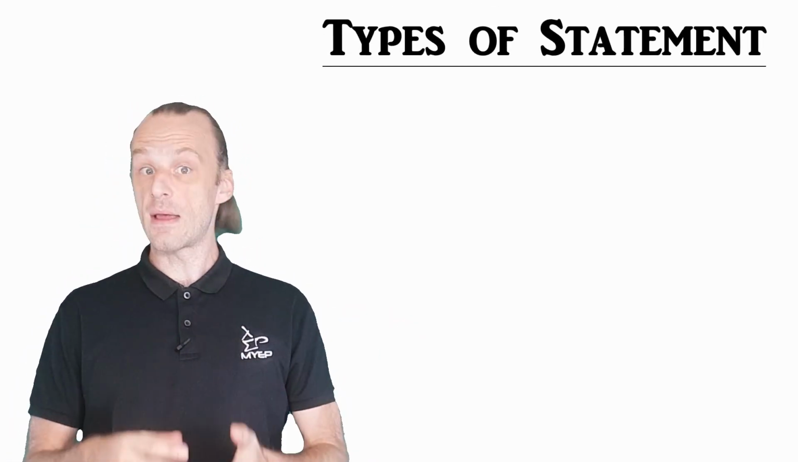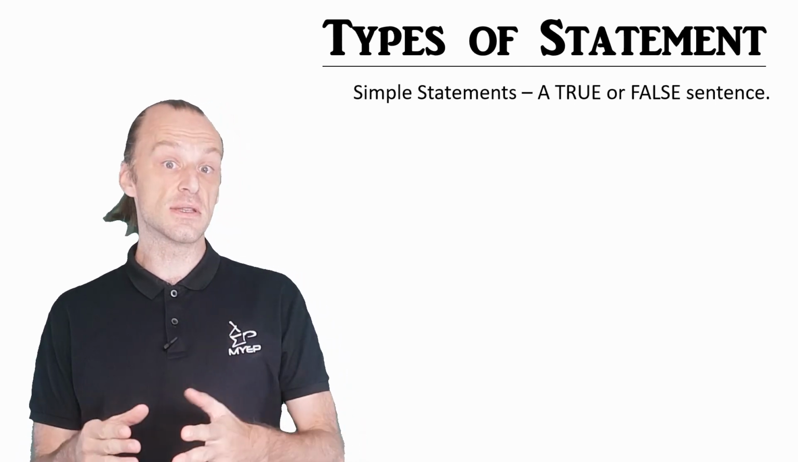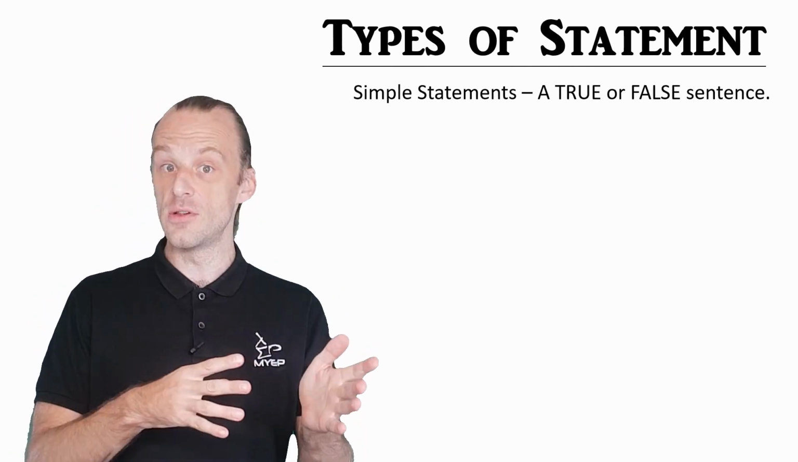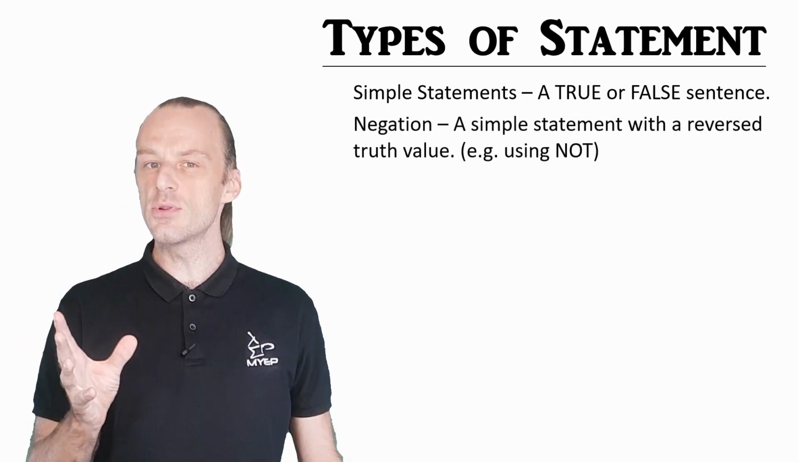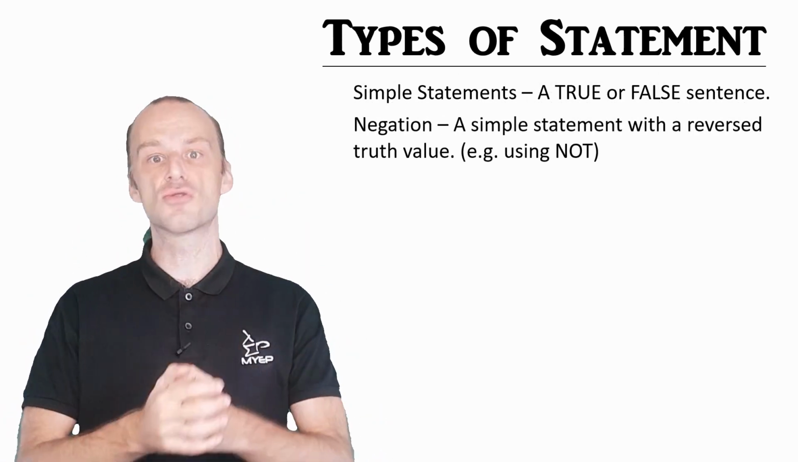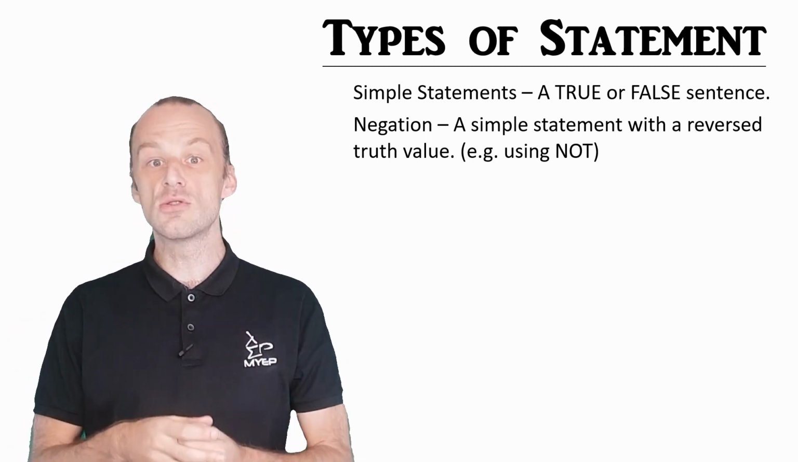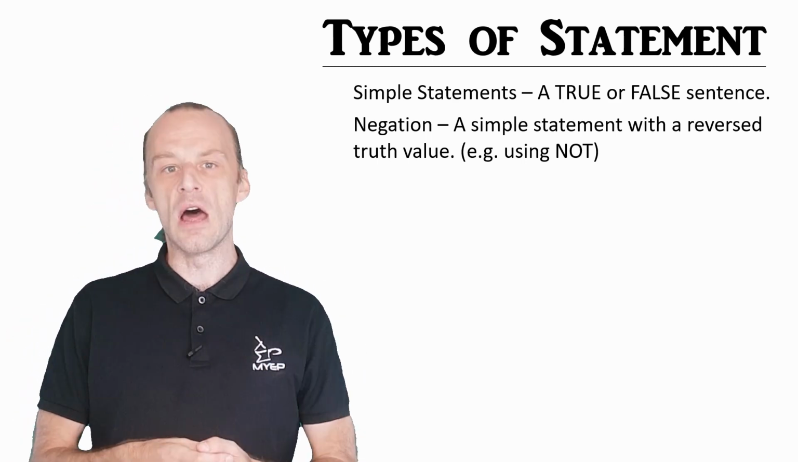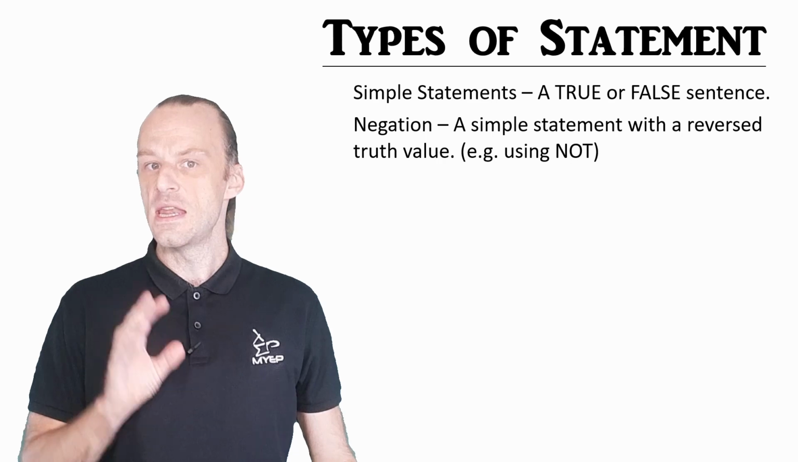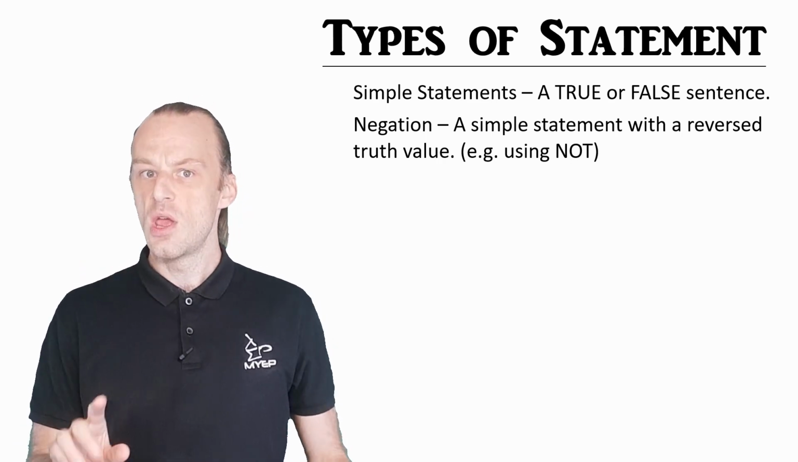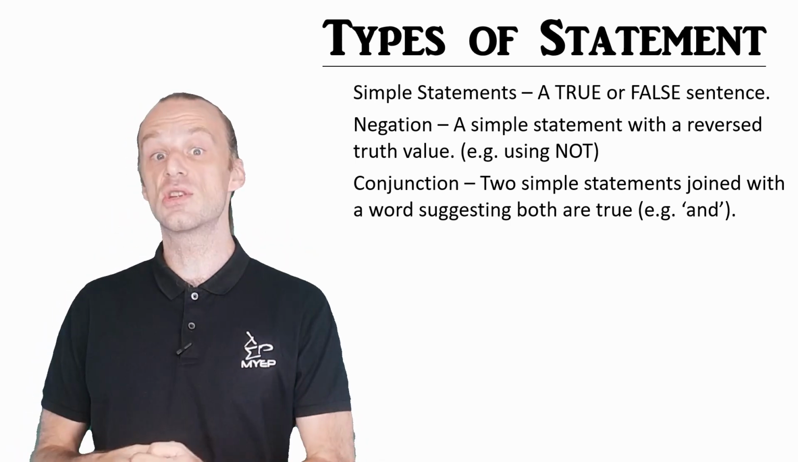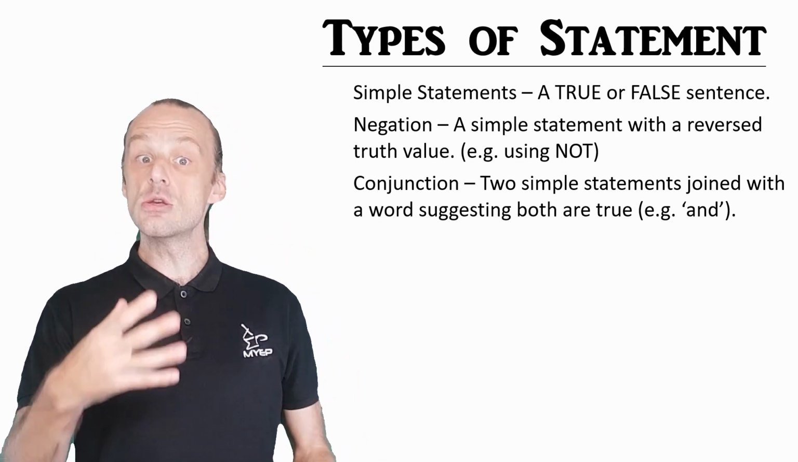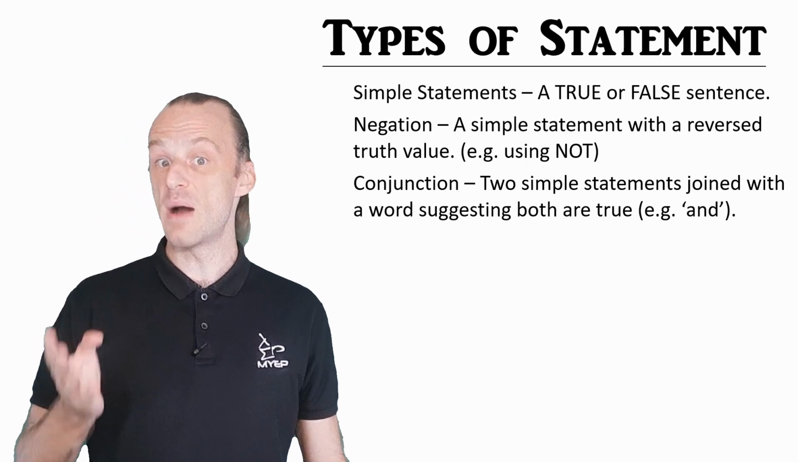We've already talked about simple statements, a sentence that declares something true or false. Then we could also have a negation, which is a simple statement that has a reversed truth value. We will usually use a word like not or some other negative word. Next, we have the conjunction, which is 2 simple statements connected so that both are suggested to be true, maybe using a word like and or but.